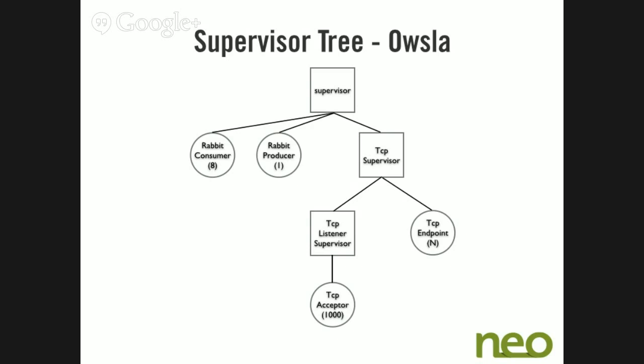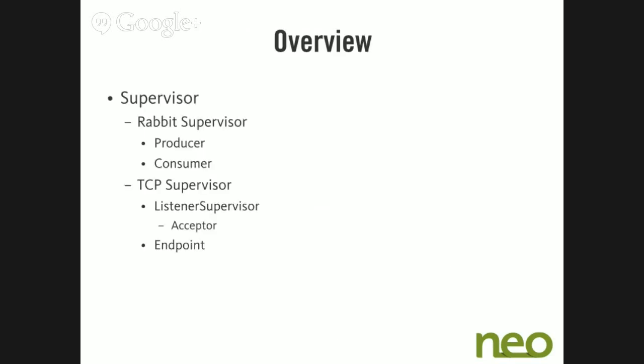We have our main supervisor, which supervises a couple Rabbit processes and a TCP supervisor that handles all the TCP/IP based stuff. So you kind of walk down this tree. If I can, I was trying to point at it. It doesn't want to let me do it. So if you walk down the tree, the TCP supervisor is going to take care of listening sockets, TCP acceptors, and an acceptor pool, and a number of endpoints, each one of which represents a single connected device. So that's pretty much what I just said.